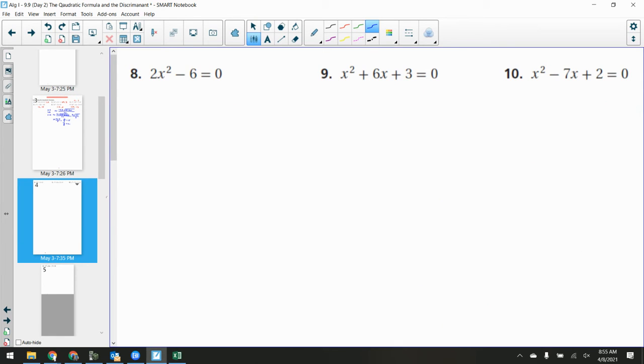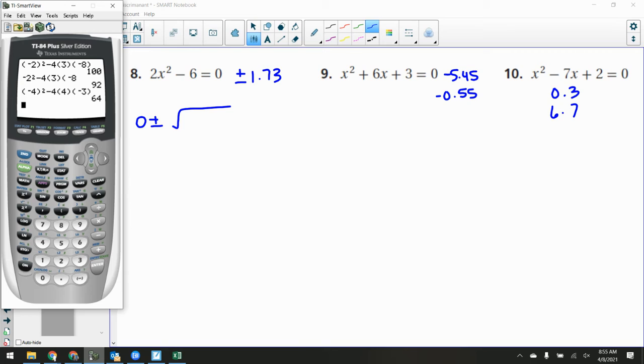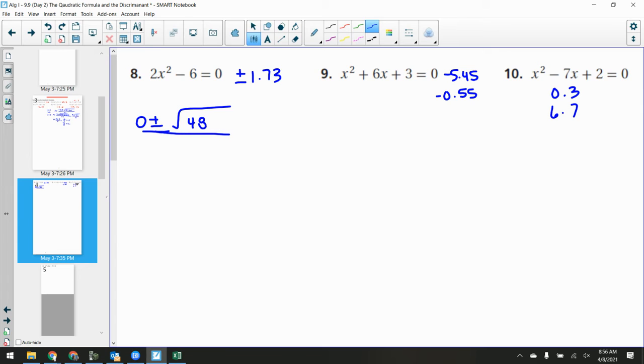Turns out that 8 is plus or minus 1.73. 9 is negative 5.45 and then negative 0.55. And then number 10 is 0.3 and 6.7. And writing the radical answers, it would have been 0 plus or minus the square root of, let's do this real quick, b squared minus negative 4 times negative 6, 48 over 4. So that's the radical answer. This is the decimal answer. This is the radical answer.